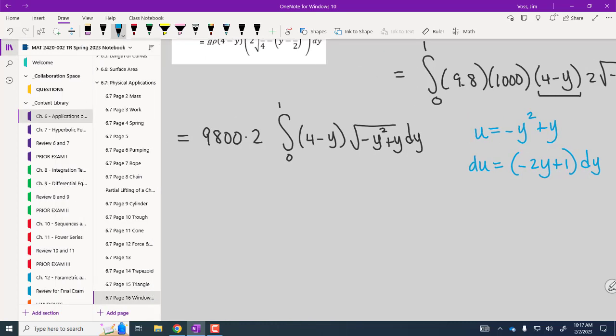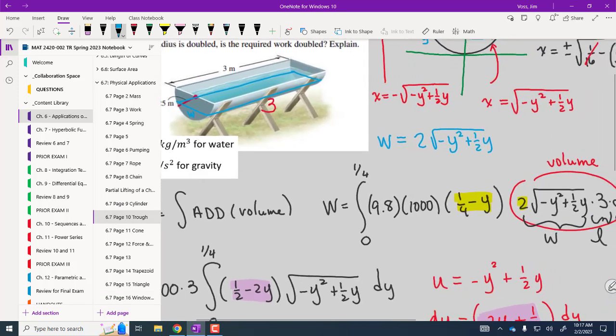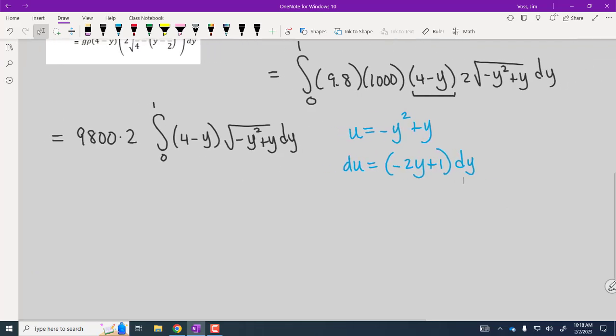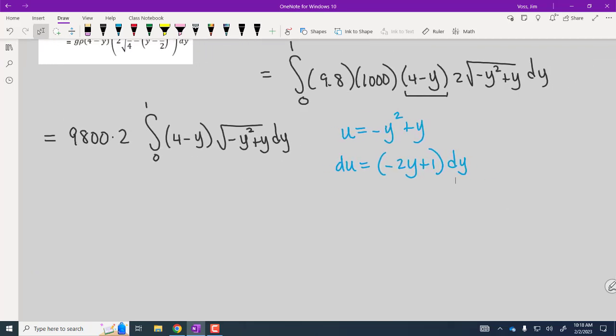So we saw with the trough that when we let u be the guts of the root, its derivative matched what was in front. So it just unraveled very easily because everything matched. We took the derivative and it matched. Here, that's not happening. So let's investigate a method or a strategy that will help us here. Okay, so let's simplify that.